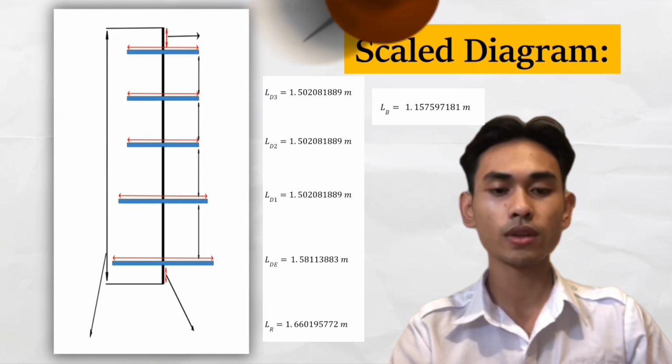And next is the length of directors, which is equal to 1.502081889 meters, which is the length of director 1. We know that directors 1, 2, and 3 are all equal. So next is the length of boom, which is equal to 1.157597181 meters, which is the computed length of the whole antenna.